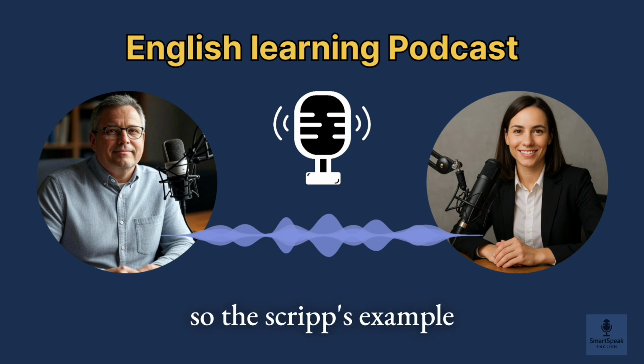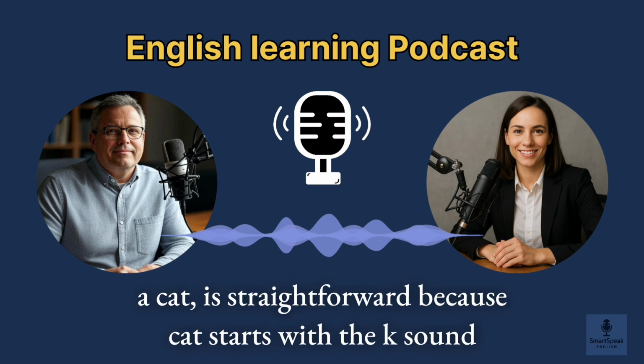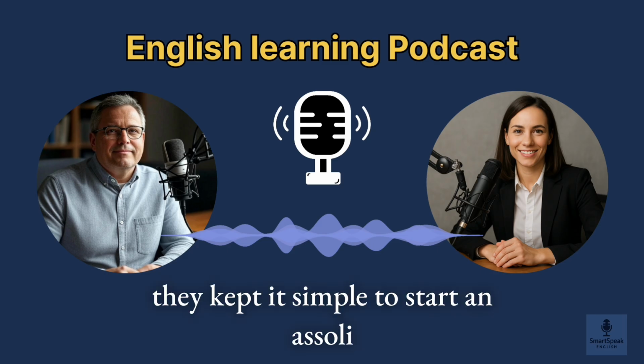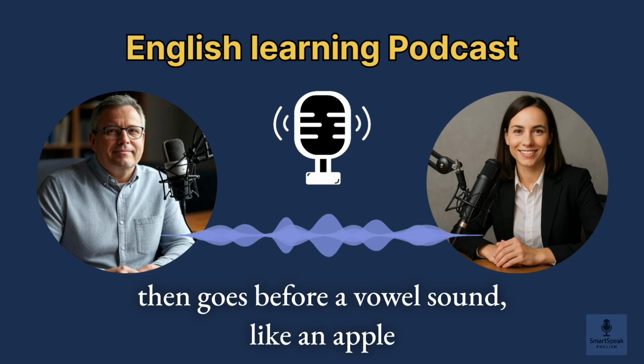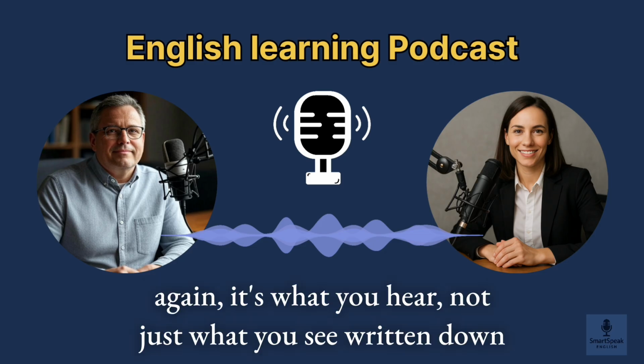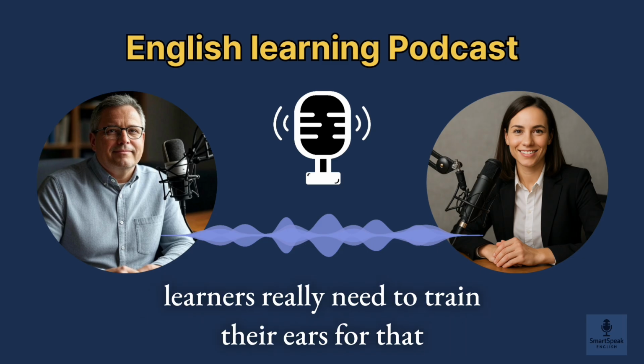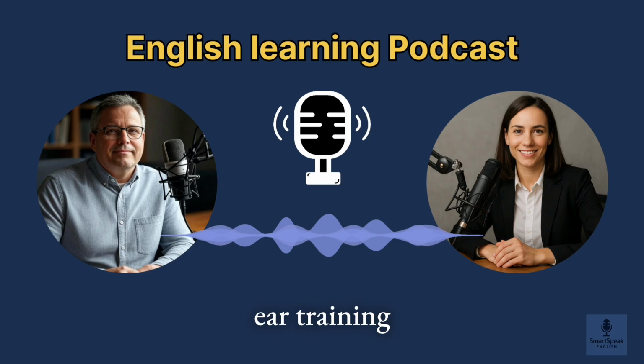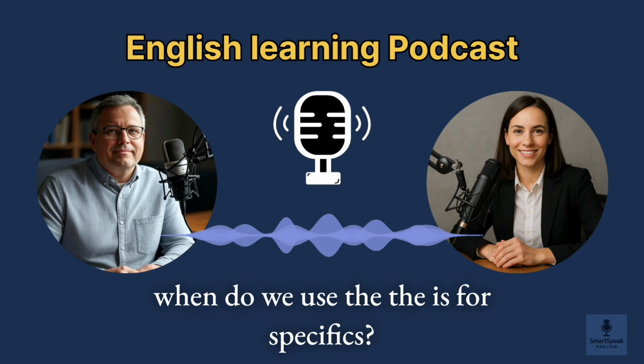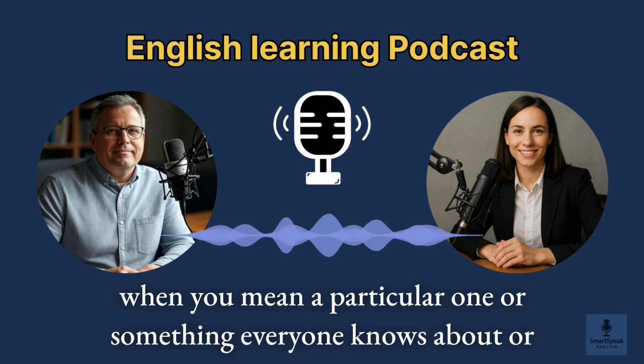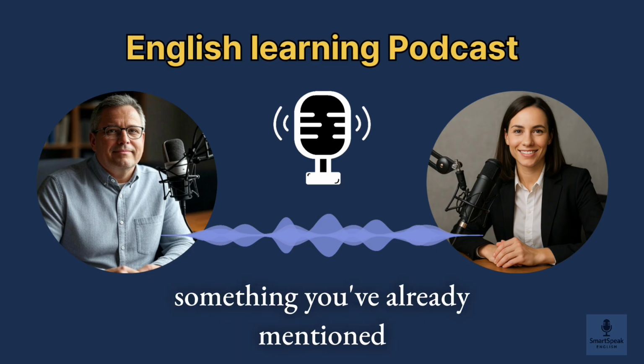Okay, so the script's example, a cat, is straightforward because cat starts with the K sound. Exactly. They kept it simple to start. And an goes before a vowel sound, like an apple. The A sound in apple. Again, it's what you hear, not just what you see written down. Learners really need to train their ears for that. Good point. Ear training. And finally, the. When do we use the? The is for specifics. When you mean a particular one, or something everyone knows about, or something you've already mentioned.